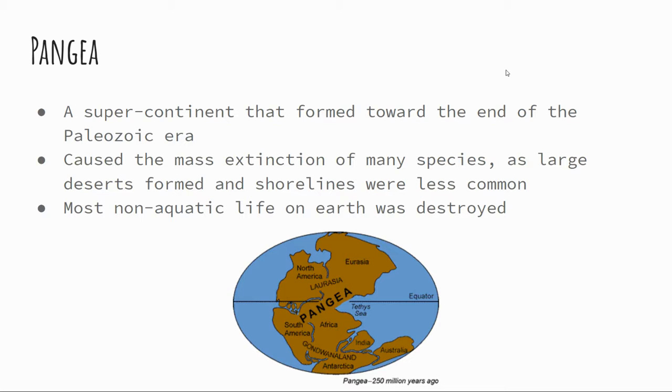Pangaea, of course, Pangaea was a supercontinent that formed towards the end of the Paleozoic era. This caused mass extinction of many species as large deserts formed and shorelines were less common. As all of these continents came together, ecosystems changed, climates changed. What may have once been a shoreline around an ocean, a very lush rainforest environment, may have all of a sudden become a desert because there was no more access to that shoreline. So most non-aquatic life on Earth was destroyed due to the massive change in climates.